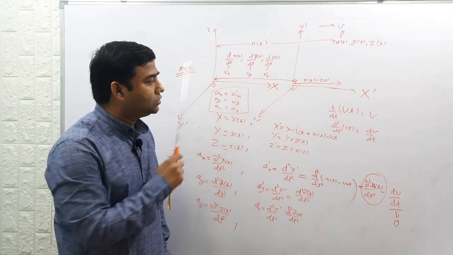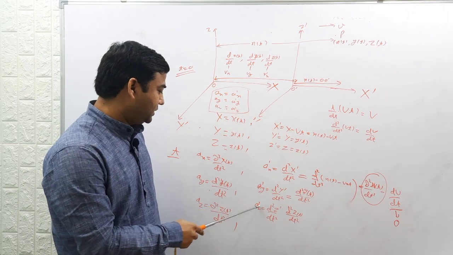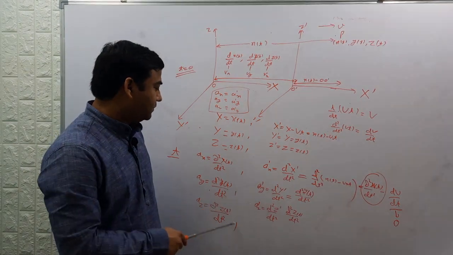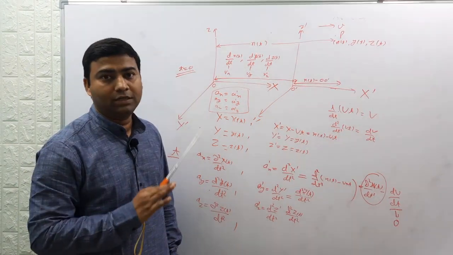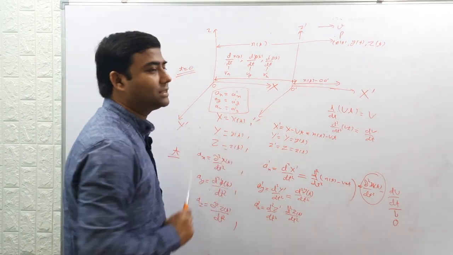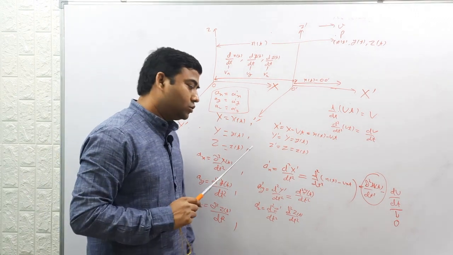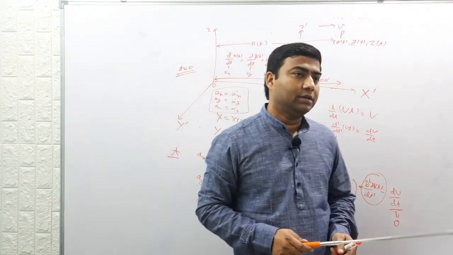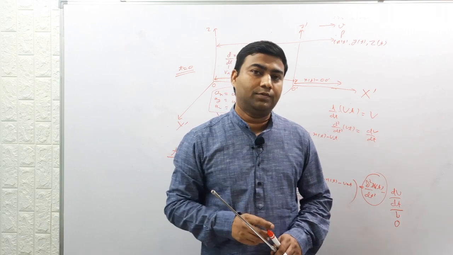Newton's laws of motion are true for both frames, because we have seen that the acceleration in both frames is the same. Hence, without force, acceleration will be zero. So this transformation is called the Galilean transformation.